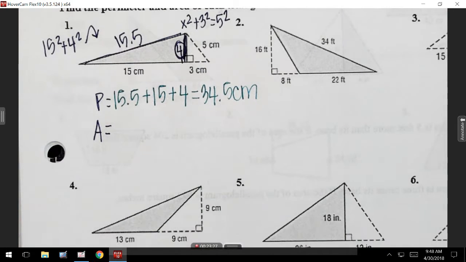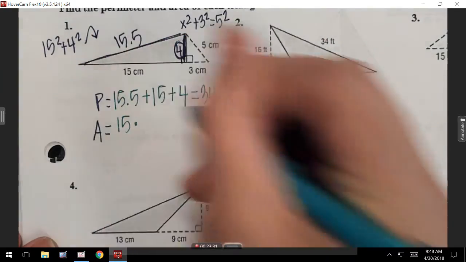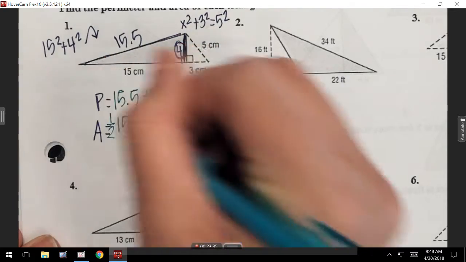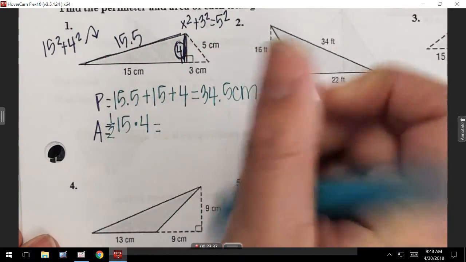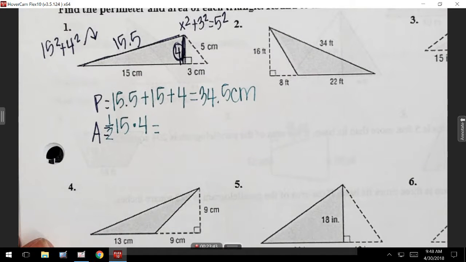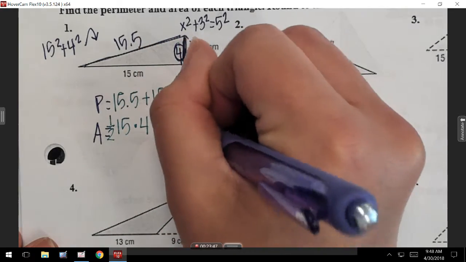Area, what's the base? 15. What's the height? And then multiply that by 1/2 or divide it by 2, whatever you want to do. I do 15 times 4 times 0.5. And you get 30 centimeters squared.